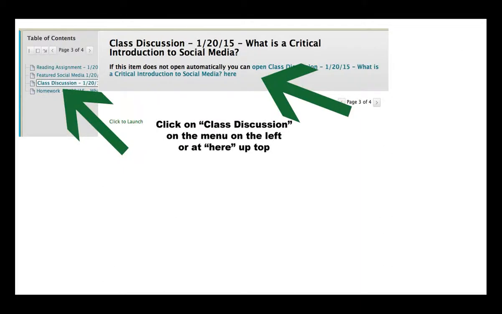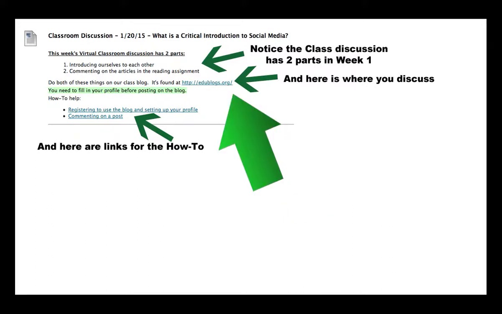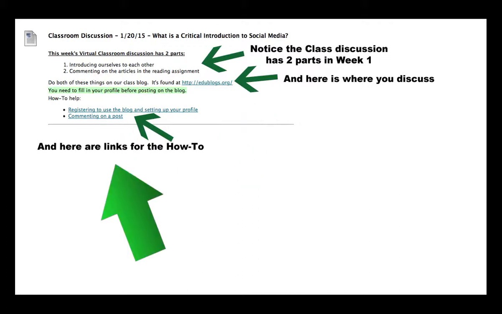Okay, now let's say you've clicked on number 3 on the table of contents, Class Discussion. And you'll notice that Week 1, the class discussion has 2 parts. Part 1 is where you introduce yourself. Part 2 is where you comment. Where will you be doing this introducing and commenting? The link is given right here in Blackboard. You'll click through to our blog. And if you need help, there are the links for how to.